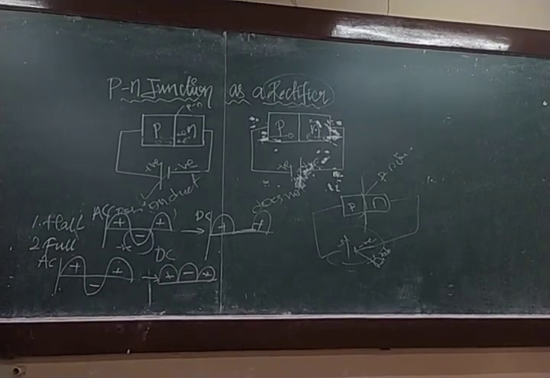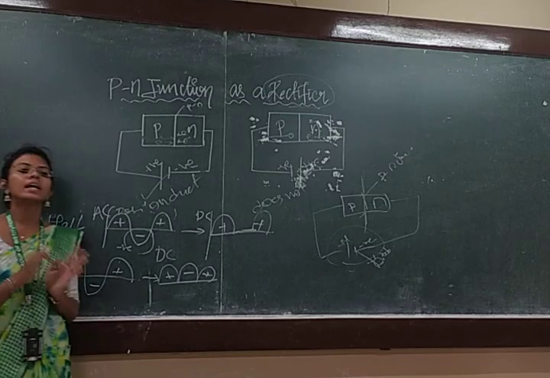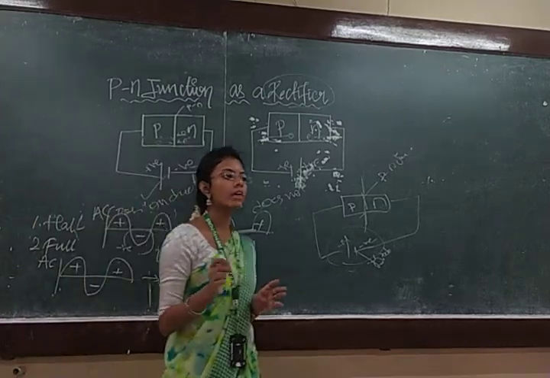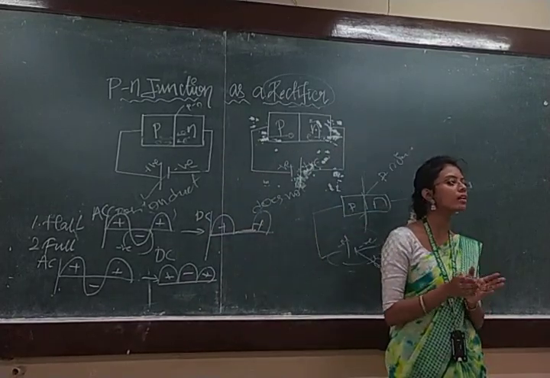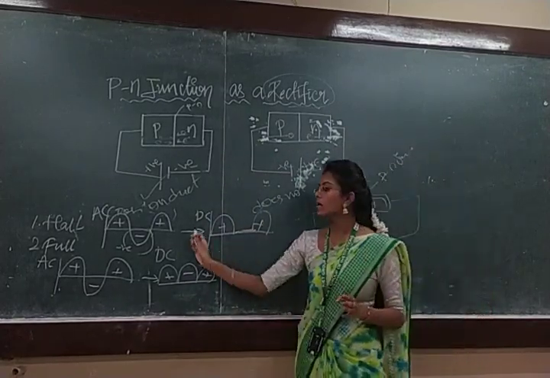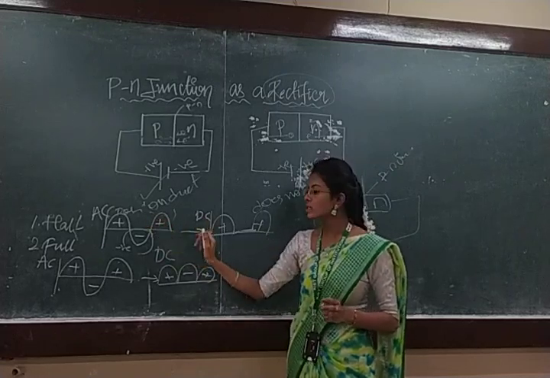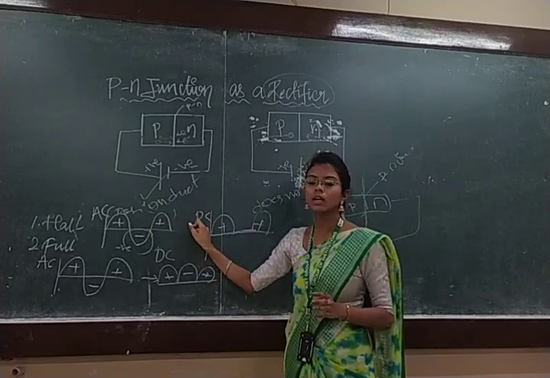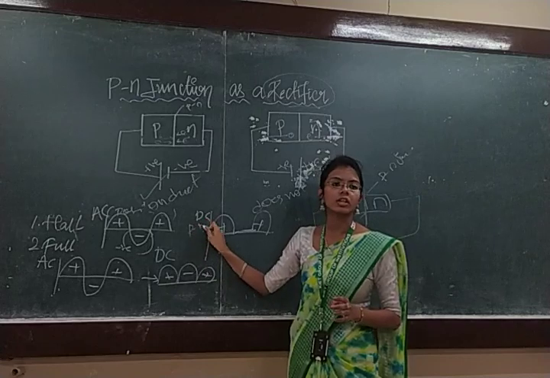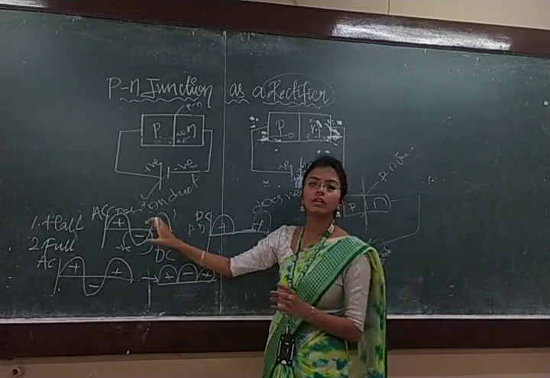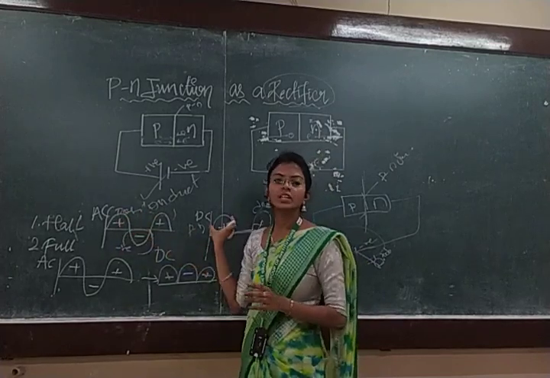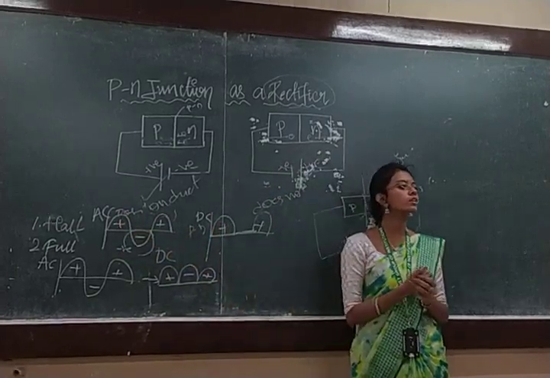And this is my DC. Understood? So a rectifier is nothing but converting the AC current into DC current. We have two rectifiers, the half wave rectifier and the full wave rectifier. To convert AC to DC, here we are going to use the PN junction. By using the PN junction, we are going to convert my AC current to DC current. Understood?